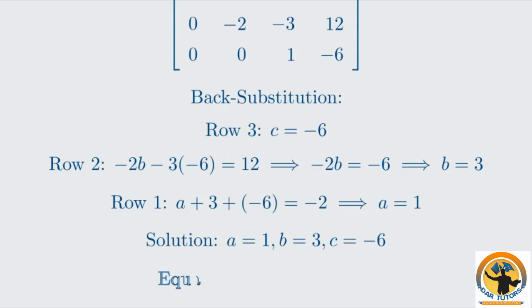Therefore, the equation of the quadratic function that passes through the 3 given points is y equals x squared plus 3x minus 6. Let's conclude with a quick summary of what we've covered.